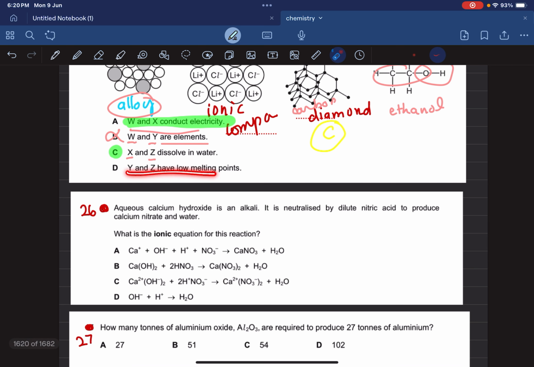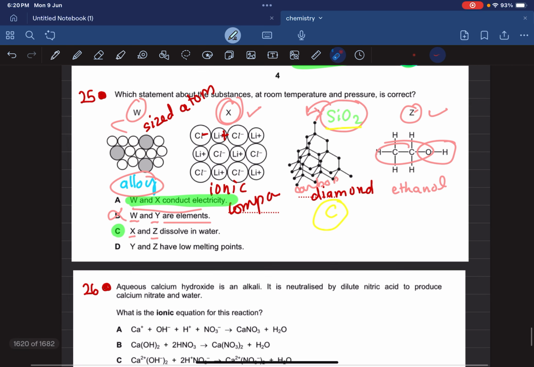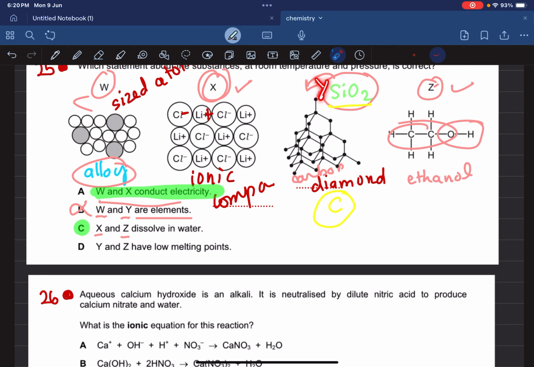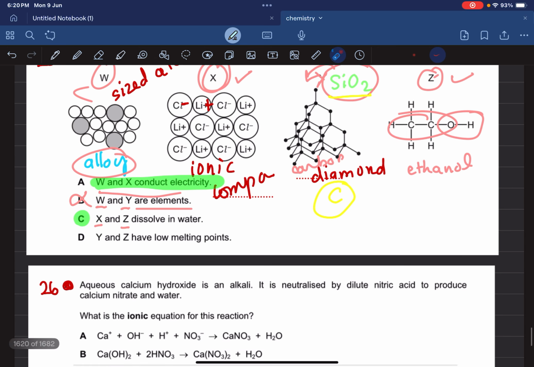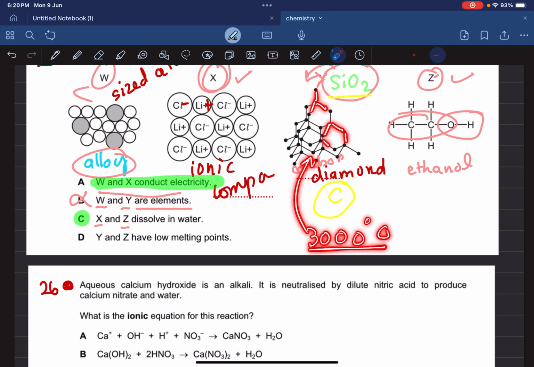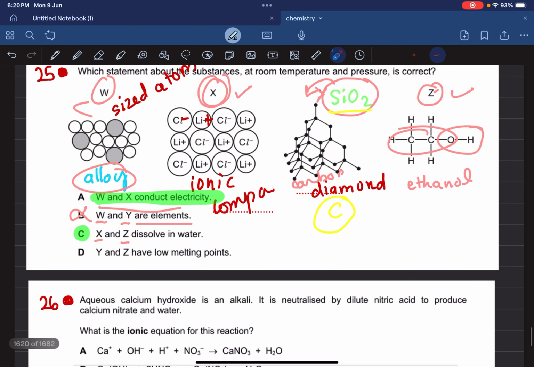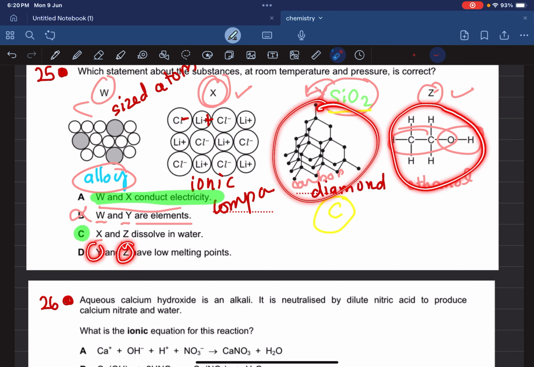And Y and Z have low melting points. Y is diamond. Diamond has a low melting point? No, it's not going to have a low one. It has a melting point that's above 3000 degrees Celsius, because strong covalent bonds are present in diamond. These lines are covalent bonds that are very strong. It's extremely hard, used in cutting tools. What is Z? This might have a low one, but diamond has a very high one.